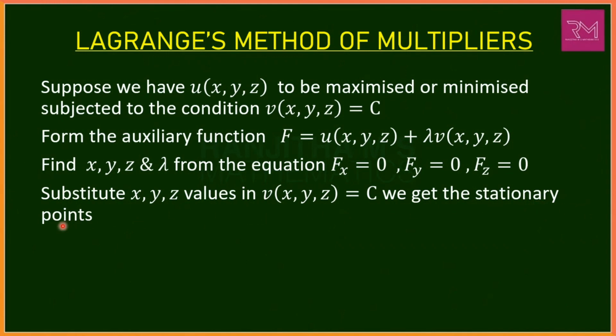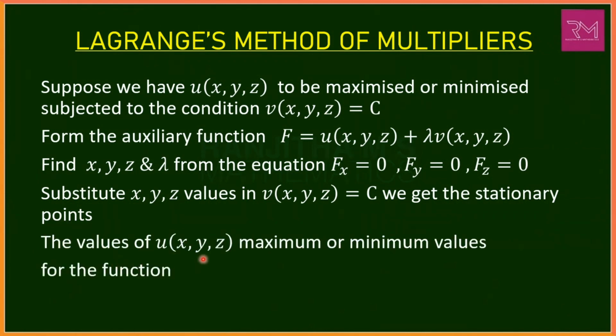After finding stationary points, the values of u of x, y, z at them give the maximum or minimum value of the function. After obtaining stationary points by substituting x, y, z values in the condition v of x, y, z equal to c, finally we have to substitute x, y, z values in the function u of x, y, z. We get the maximum or minimum value of the function u of x, y, z. This is the working procedure of Lagrange's method of multipliers.